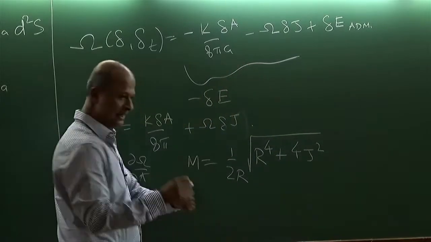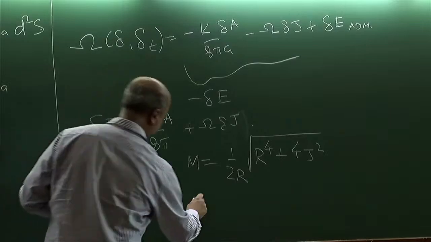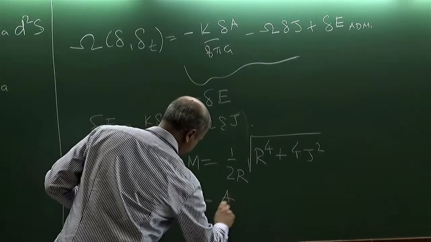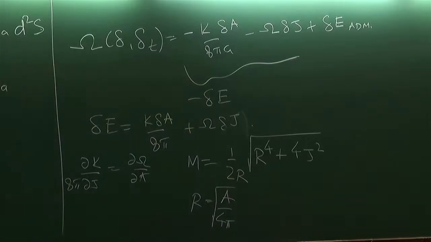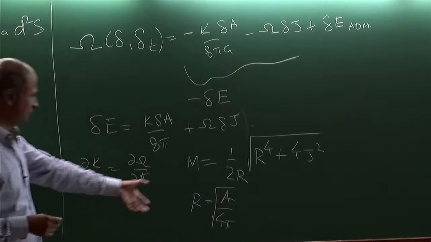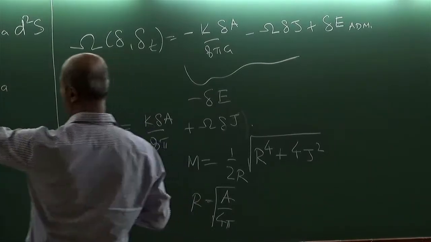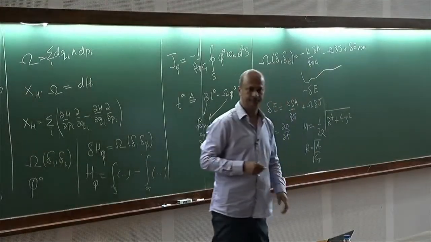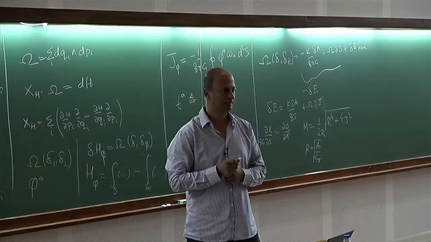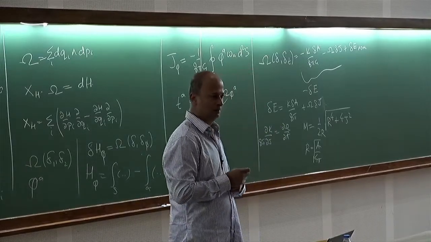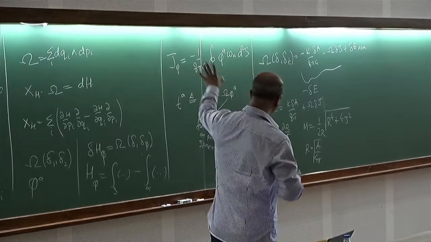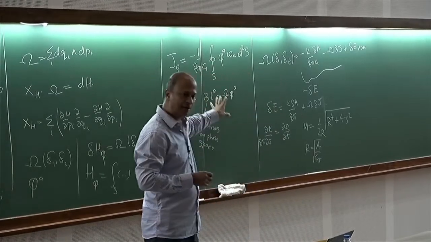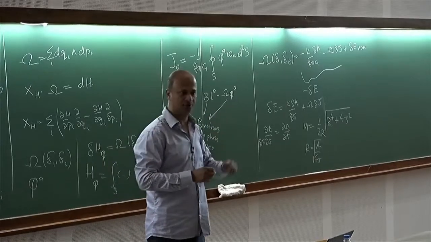Where r is the area radius of the horizon, so the r is simply the square root of area divided by 4 pi. So this is then the mass of the horizon, and this is the angular momentum. Clear? So I'm not done all the steps, but I hope at least it was clear enough that you can now look at a reference and understand what is being done.